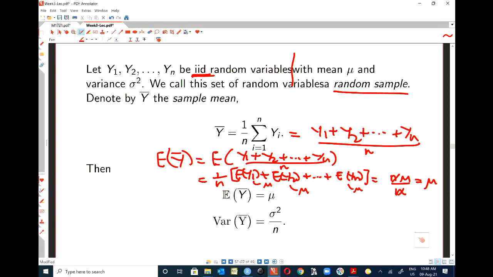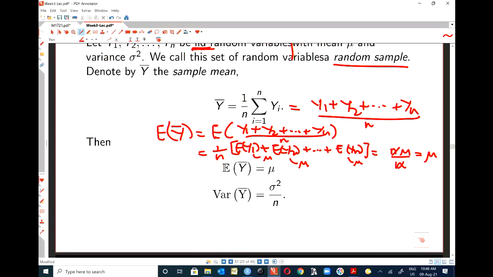So a sample mean, which is a random variable because it depends on my sample, has the same mean as my population mean, the thing I'm trying to estimate. But the variance is a little different. The variance of y bar is sigma squared upon n, and that works in a similar way. So if we look at the variance of y bar here, that's the variance of y1 plus y2 all the way to yn over n.